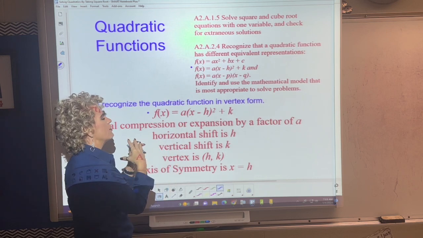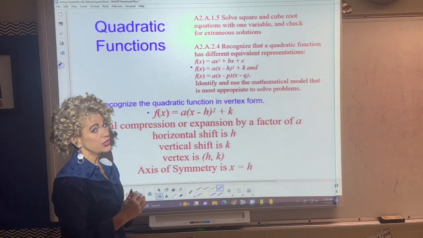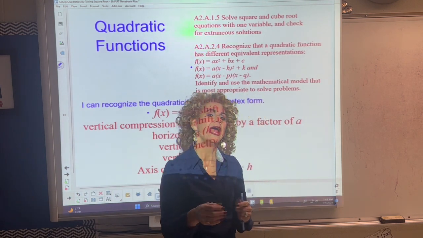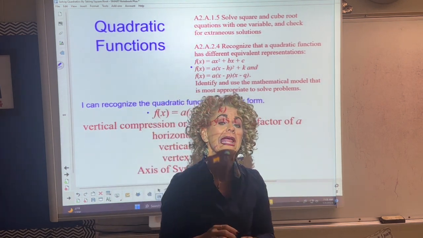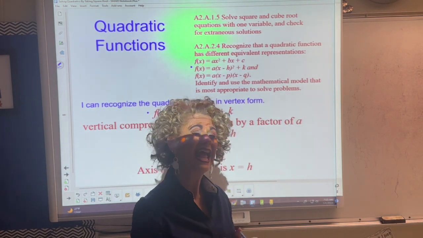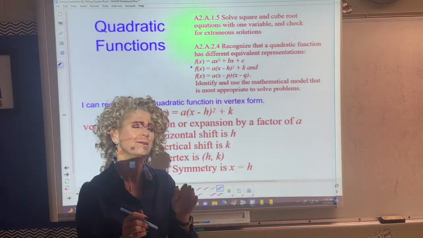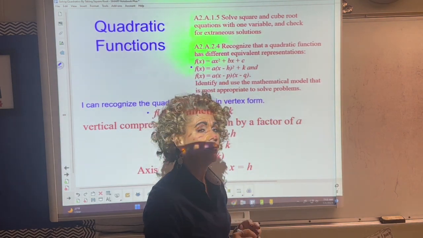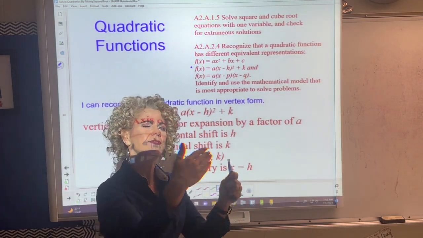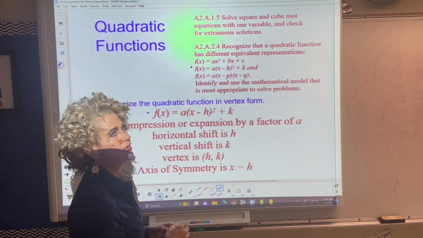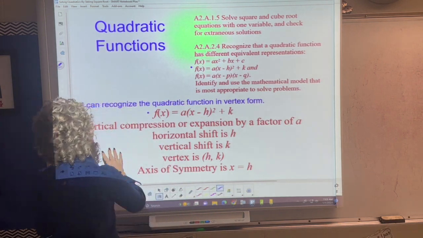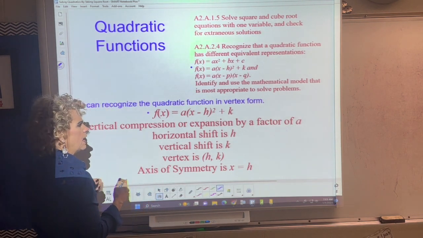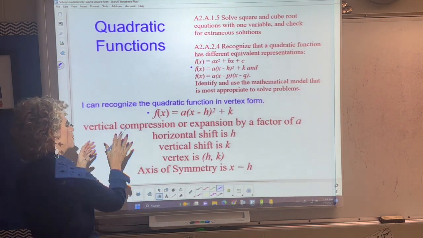A is our vertical expansion or compression, and remember, in order to have an expansion, A has to be greater than 1. In order to have a compression, the A value has to be between 0 and 1. A negative does not count. A negative just reflects it over the x-axis. So again, this is describing our transformations. We've done that.